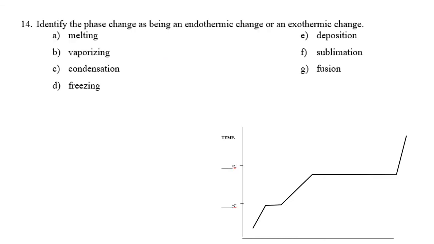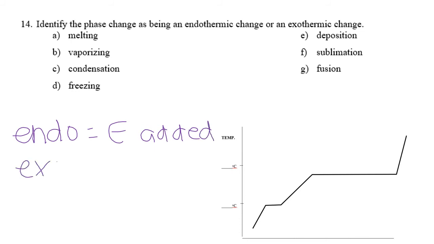And then the last part, we're going to identify the following phase changes as being endothermic or exothermic. So endothermic requires energy to be added. An exothermic change requires energy to be released.